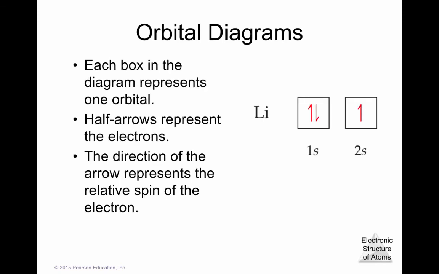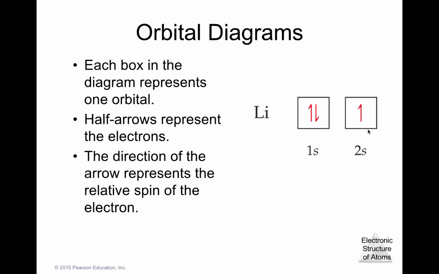We can also use orbital diagrams. In our orbital diagram, this is the orbital diagram for lithium, the box represents an orbital. Each arrow represents an electron, one pointing up, one pointing down, if you have 2 electrons in your orbital, and you never have more than 2 electrons in an orbital. The different directions represent the different spins.